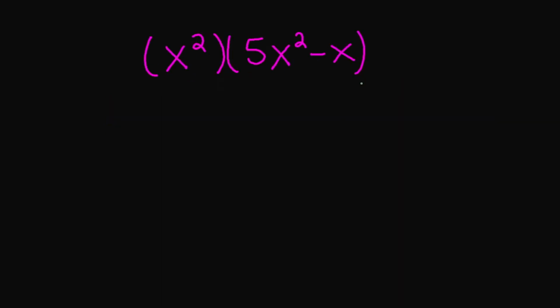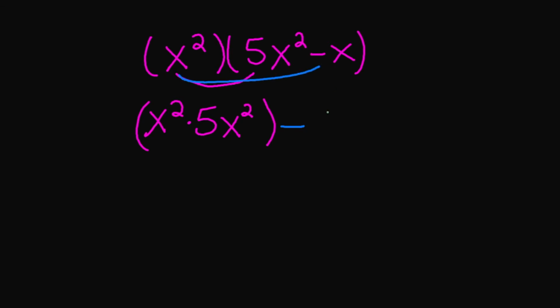So let's try this example here. x squared times 5x squared minus x. x squared times 5x squared, minus x squared times x. Remember, your minus sign came from the expression and it goes right here.